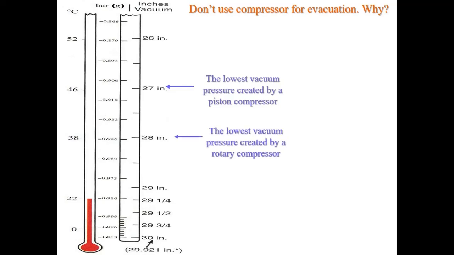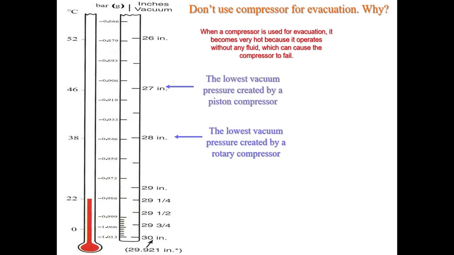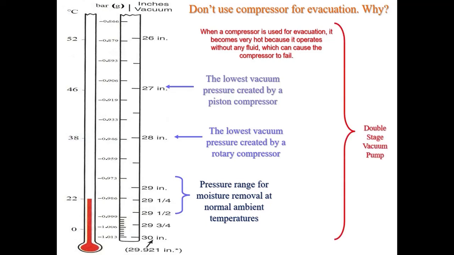28 inches of mercury. Additionally, any compressor used for evacuation operates without fluid, leading to significant heat buildup and potential compressor failure. Moisture is effectively removed from a system at vacuum pressures below 29 inches of mercury at normal ambient temperatures. Therefore, using a compressor for evacuation does not effectively remove moisture, depending on ambient conditions. For evacuating a refrigeration system, only a double-stage vacuum pump should be used.